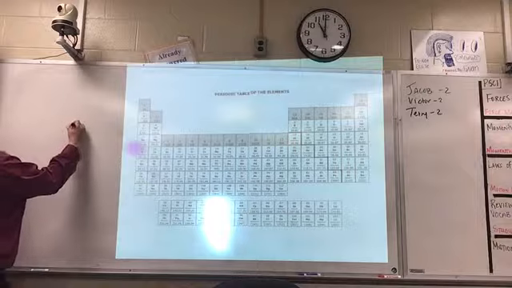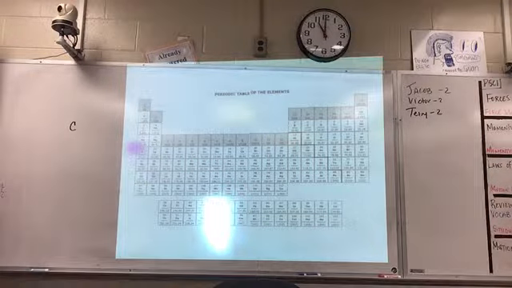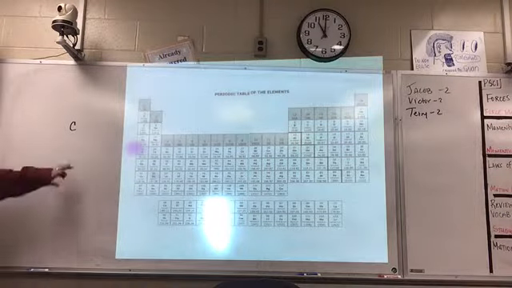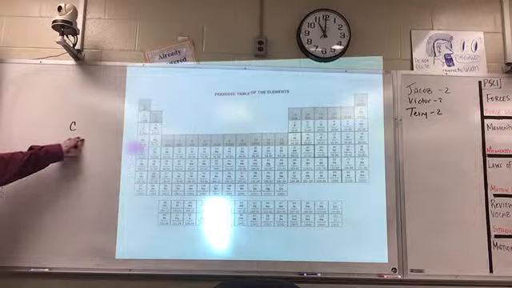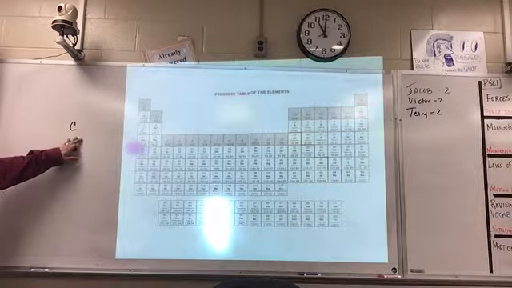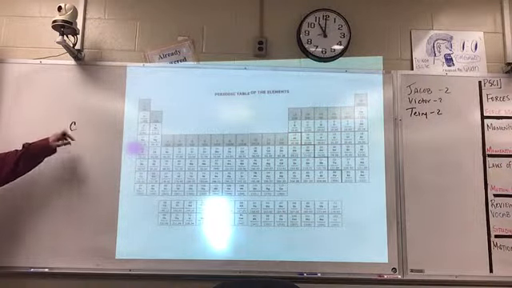So again, I put a C really just so you guys know I'm talking about carbon. In reality, it doesn't matter whether you write a C or not, because how would I know what it is? I look at the proton number. When I look at the proton number, that's how I know it is. I don't have to write the word or the symbol.